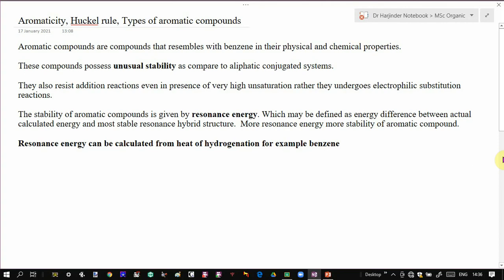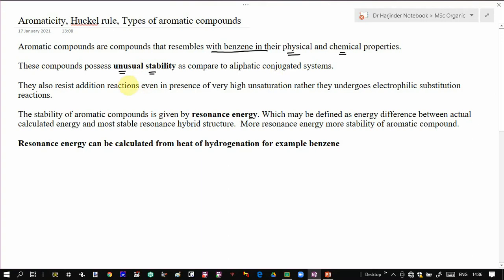Aromatic compounds can be defined as compounds that resemble benzene in their physical and chemical properties. For example, these compounds possess very high, unusual stability as compared to aliphatic conjugated systems. They are more stable as compared to aliphatic conjugated systems.